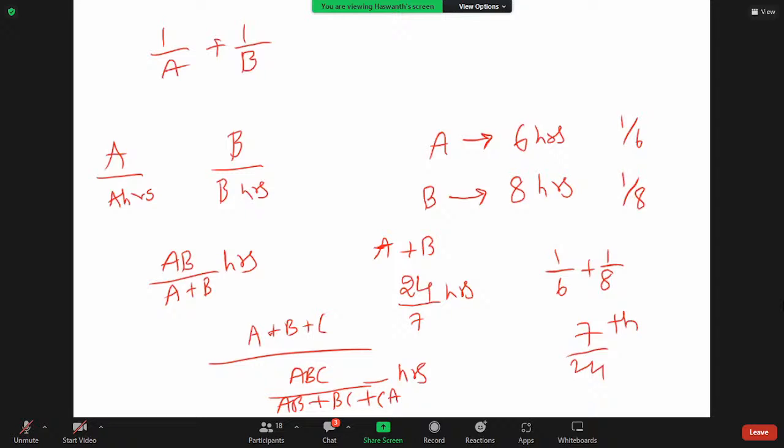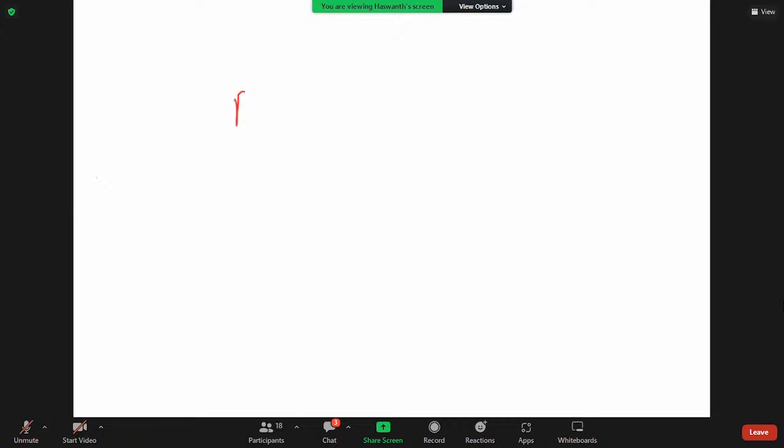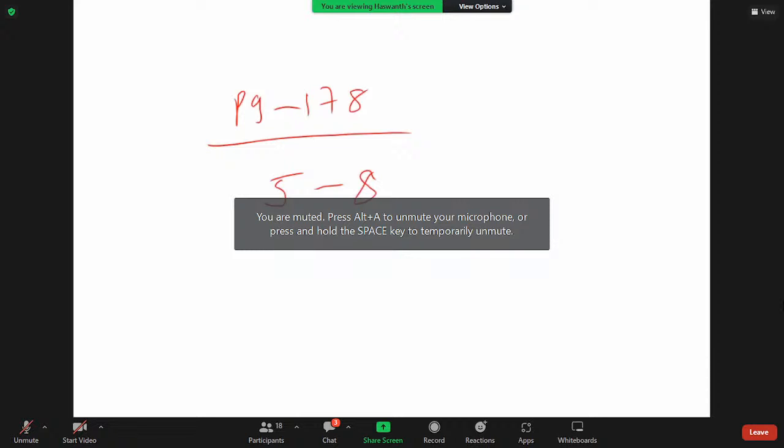So in addition to this, like I said, we have those ideas on unitary methods. Those we will look through while solving the last two questions here. So on page 178, try the remaining questions from 5 to 8. We will discuss them in a few minutes.